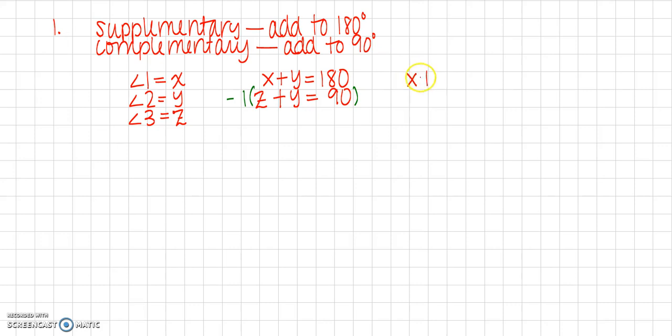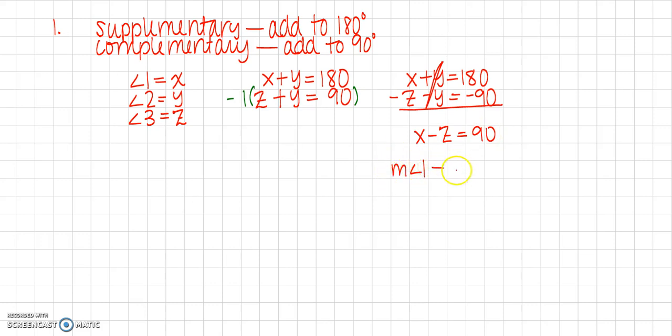So I have x plus y equals 180, and negative z minus y equals negative 90. As you can see, positive y and negative y cancel, and I'm left with x minus z equals 90. Well, x stood for the measure of angle 1, and z stood for the measure of angle 3. So our answer is D.